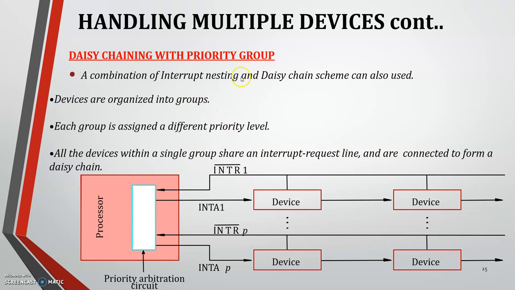Daisy chaining with priority groups. Here a combination of interrupt nesting and the daisy chaining scheme is used. Devices are organized into different groups and each group is assigned a different priority level. So INTR1 will have higher priority than INTR2. Also different groups are connected, and all the devices within a single group share an interrupt request line and are connected in the form of a daisy chain pattern.